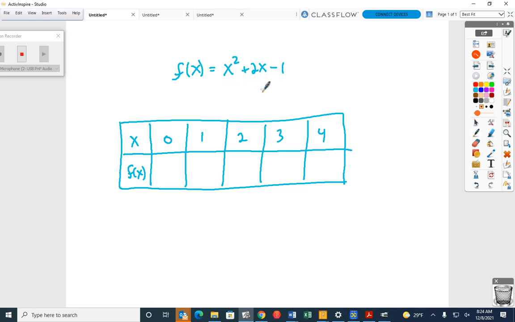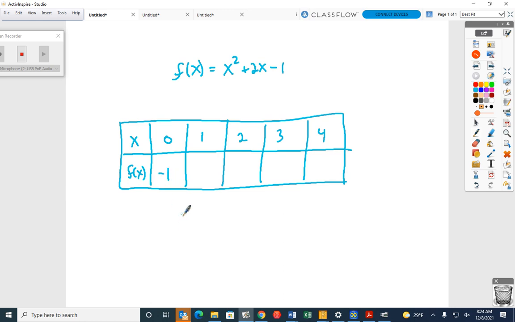Should I be able to do that quick in my head? What is 0 squared? Plus 2 times 0. What's 2 times 0? This is a tough one. What's 0 plus 0? 0. And now let's get all cray-cray and subtract 1. Good call. What does that give us? Negative 1. We're good so far.